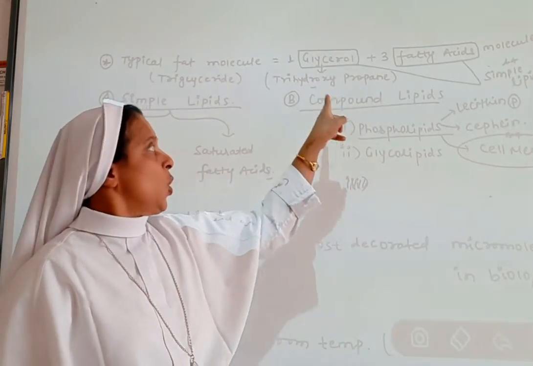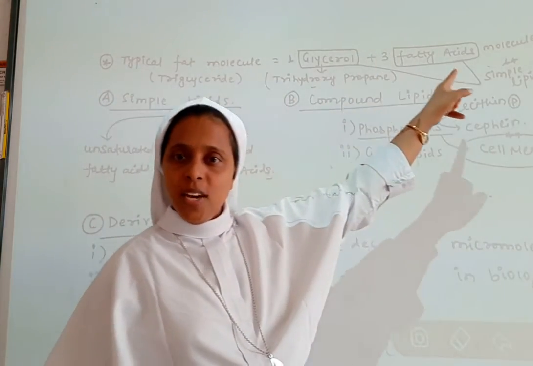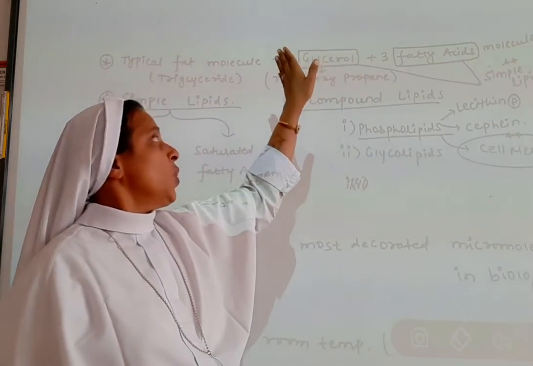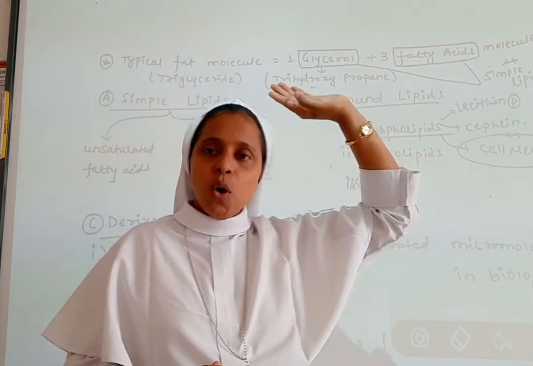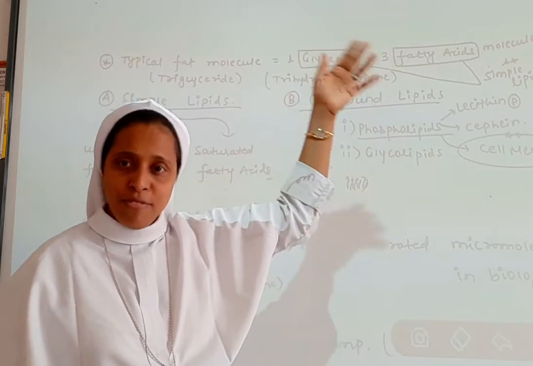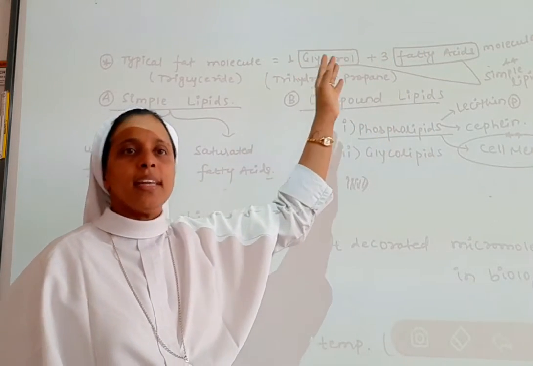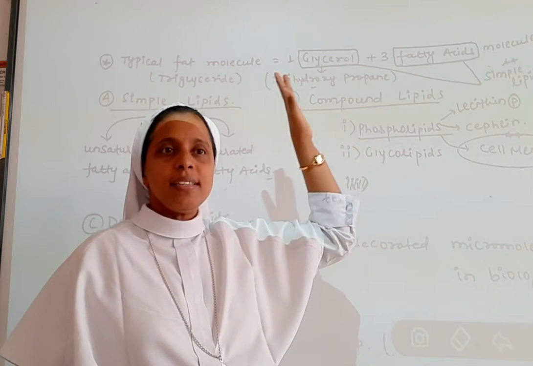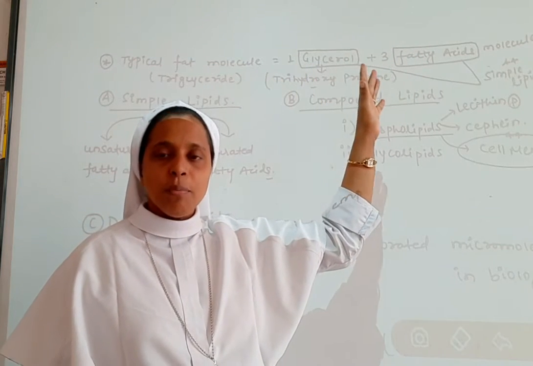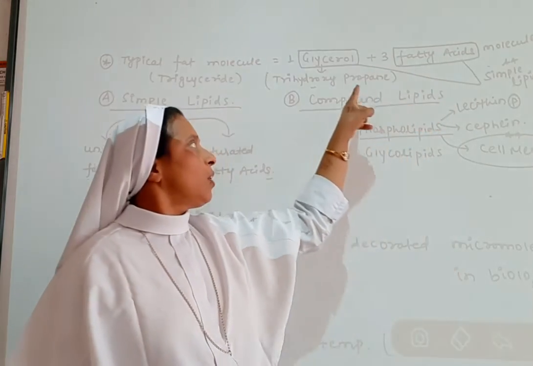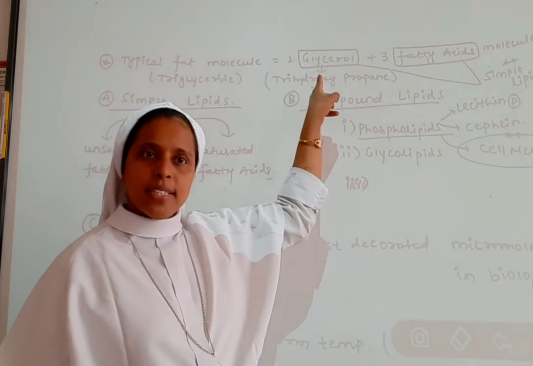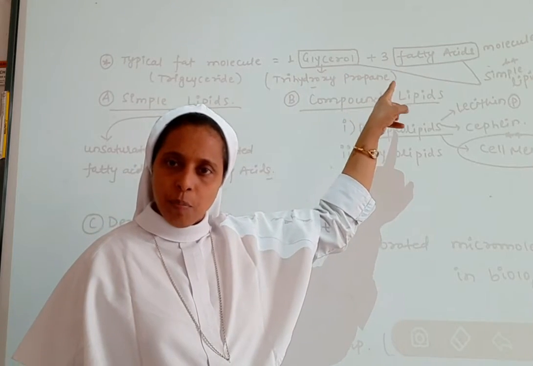They are formed by 1 glycerol and 3 fatty acids. Sometimes it is confused as 3 glycerol and 1 fatty acid. No, it is 1 glycerol and 3 fatty acids. So we can say that a triglyceride is formed with a combination of 1 glycerol and 3 fatty acids. We can call glycerol otherwise as trihydroxypropane.